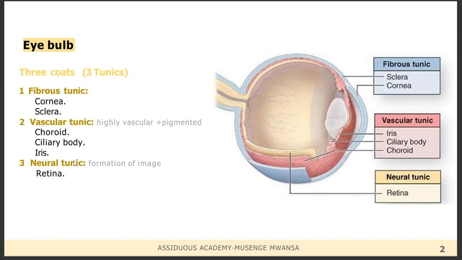And then now you're going to have the neural layer, which is the innermost layer. This layer is basically made up of the retina. Now, the retina has cells we call photoreceptors that will be able to pick up sensations.